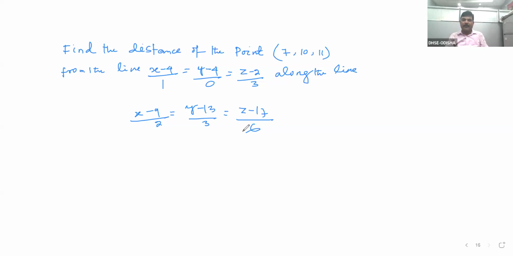The distance of the point 7, 10, 11 from the line (x minus 4) upon 1 equals (y minus 4) upon 0 is equal to (z minus 2) upon 3, along the line (x minus 9) upon 2 is equal to (y minus 13) upon 3 is equal to (z minus 17) upon 6. This is the question. So guys, solve it and send me the answer.